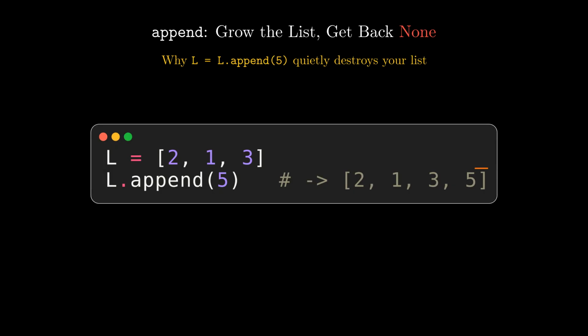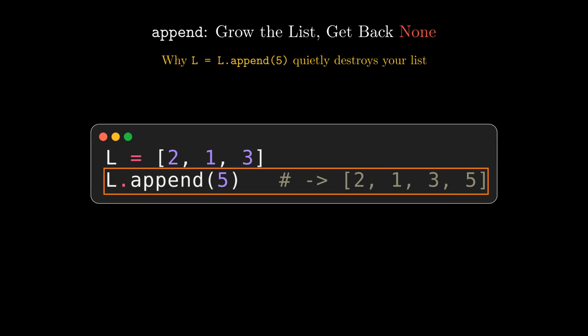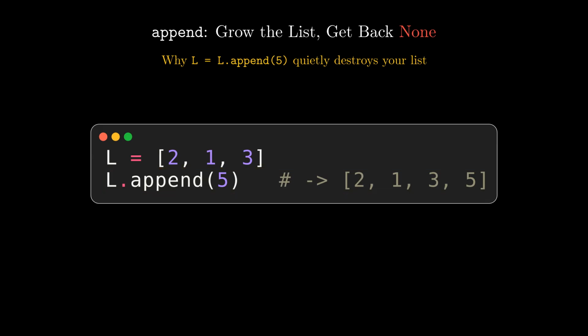Here's a line of Python that looks harmless, but quietly destroys your list. You call append to add an item, then save the result back into your variable, and suddenly your whole list is gone, replaced by nothing. In this video, we'll see exactly how append grows a list, why it hands back None, and the one-line habit that keeps your data safe.